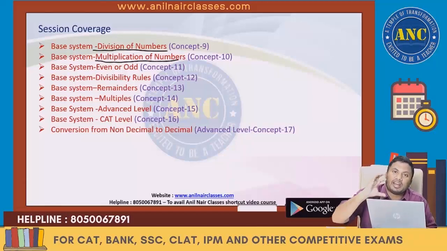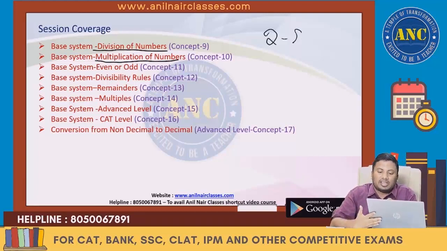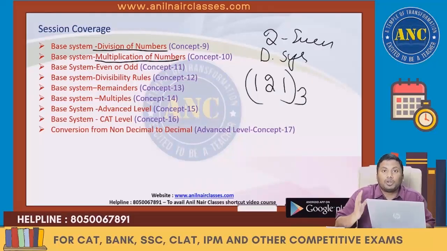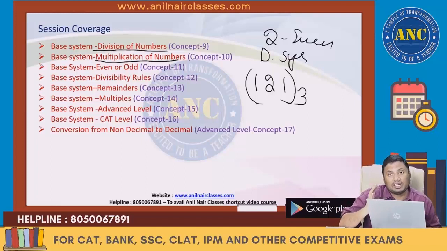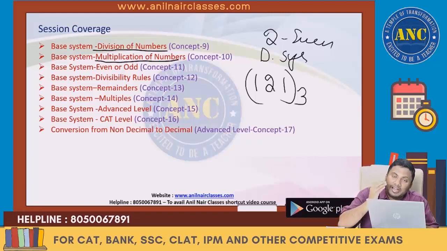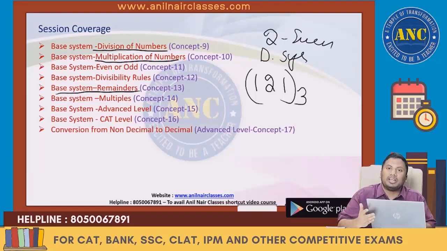How to check whether a number is an odd number or an even number? You can say that 2 is an even number in a decimal system, but if I give you 121 in base system 3, how to check whether this number is an even number or an odd number? In a decimal system, the divisibility rule of 2 is unit digit should be either 0 or an even digit. How to check the divisibility rule for a non-decimal system? How to do remainder based problems in a non-decimal system?